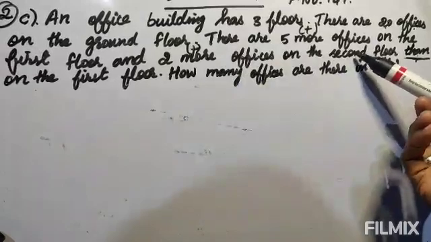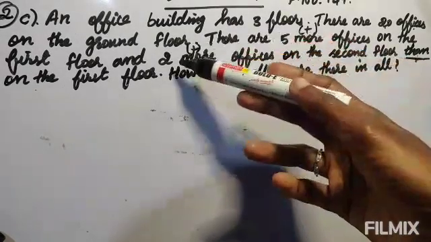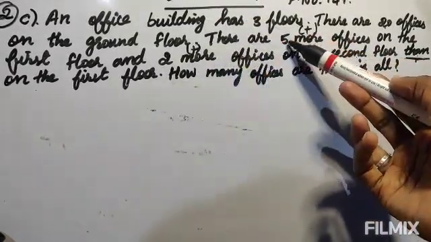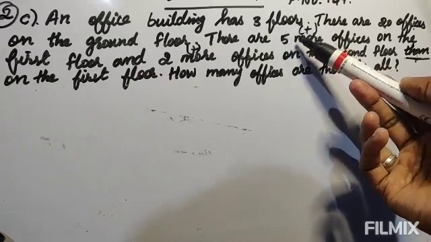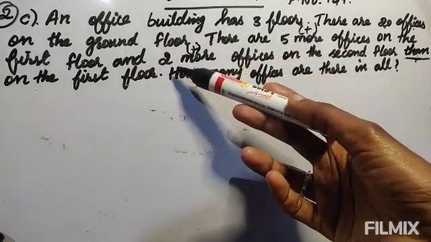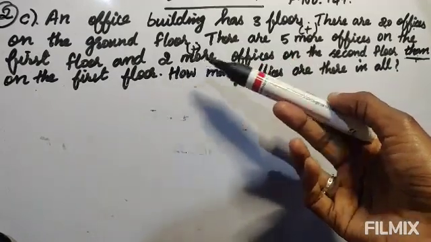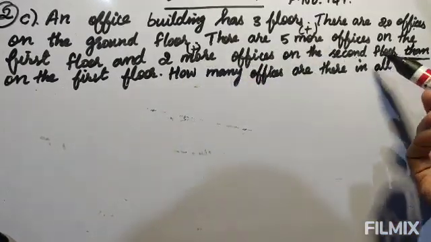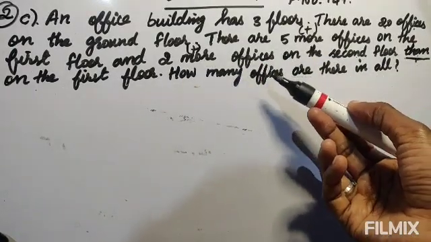Again, on the second floor, 2 more than the first floor. So on the first floor, we had calculated 25 offices. So with that, you have to add 2. So 25 plus 2, 27. So on the second floor, there are 27 offices.